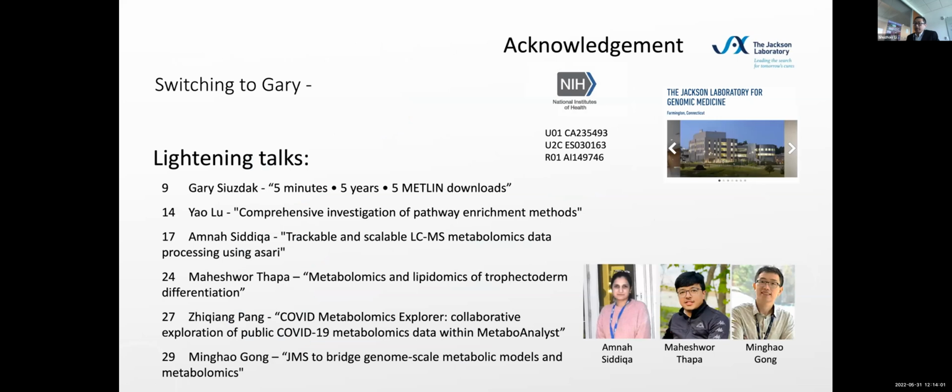Before I switch to Gary, let me quickly acknowledge the generous support by NIH and by the Jackson Laboratory. This is our campus in Connecticut. Our group also has 6 lightning talks. Gary will talk more about methylene this afternoon. Yo will talk about pathway enrichment. Amanda will talk about a theory for data processing. Mahisur has an application project on ectoderm differentiation. Ziqiang will talk about COVID metabolomics, and Minho will talk about JMS, the annotation package to bridge genome scale models and metabolomics. I'm going to stop sharing, and Gary, you are on.